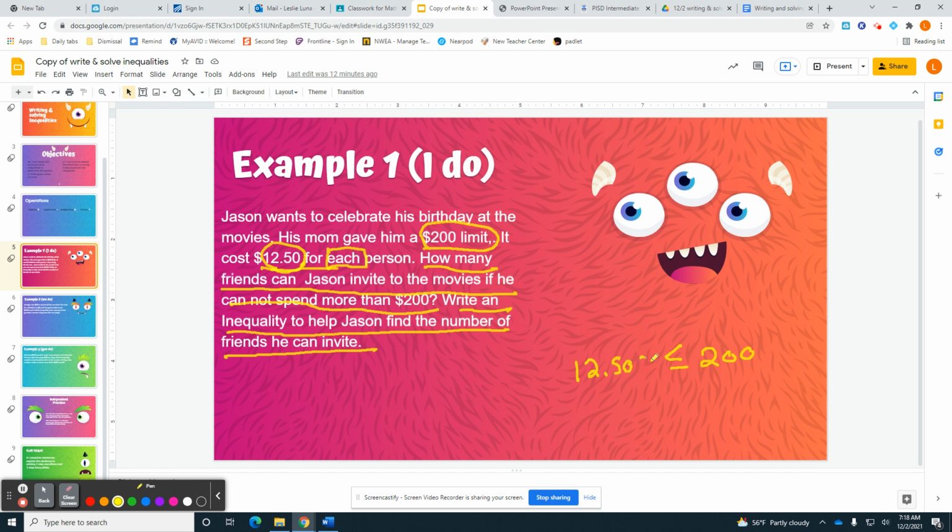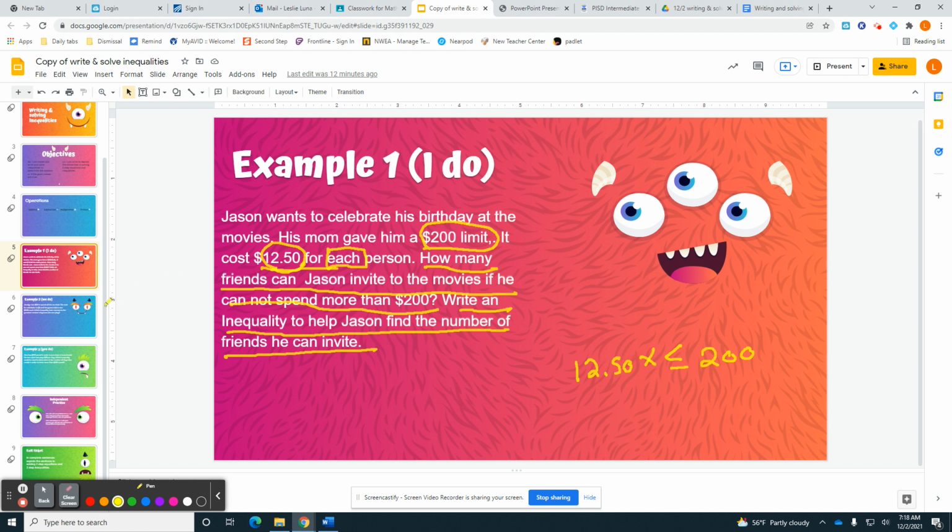Okay. So it's 12.50x. And this one doesn't have an additional amount. So it would just be like this.